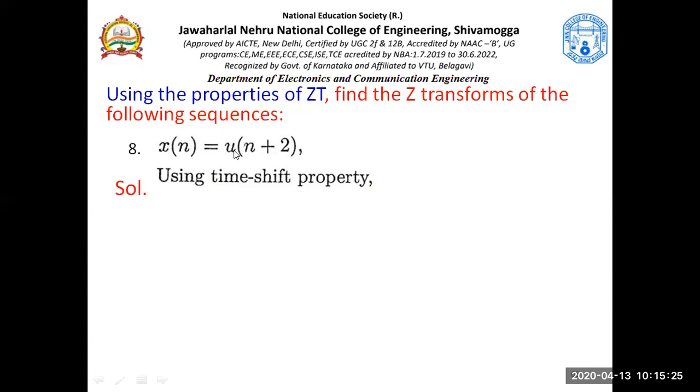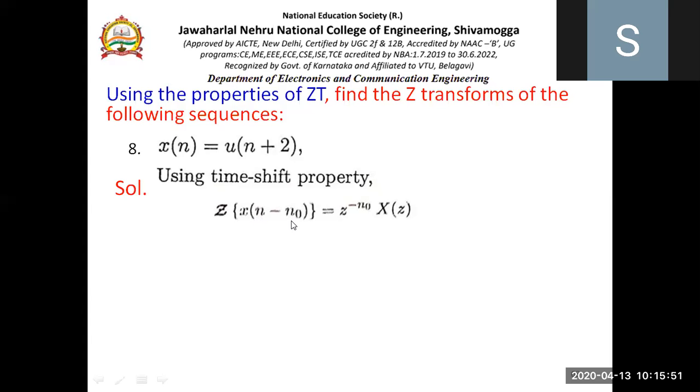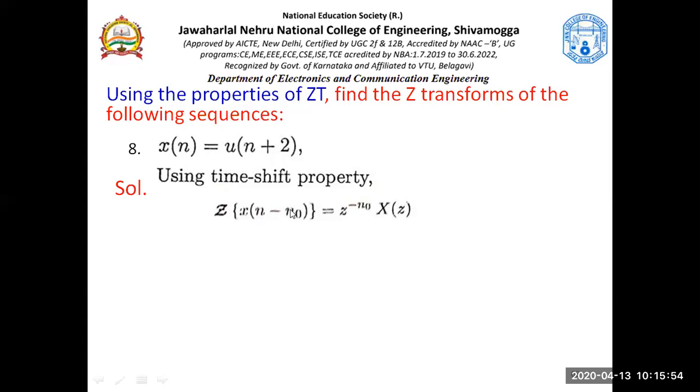So which is the basic signal here? Basic signal is u of n. That u of n is time shifted. That's why you're using the time shift property. How does the time shift property look like? Here, the time shift property looks like this. What is it telling? If you have a signal like x of n minus n naught, it is plus 2 here, it is minus n naught here. That's it. It is a left shifted signal. This is a right shifted signal. In right shift, you have minus n naught.